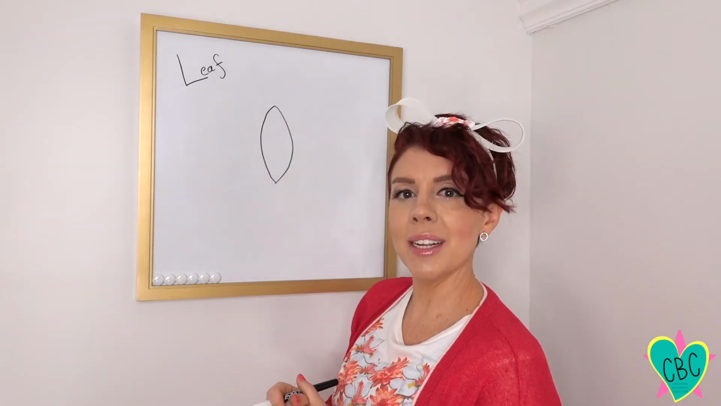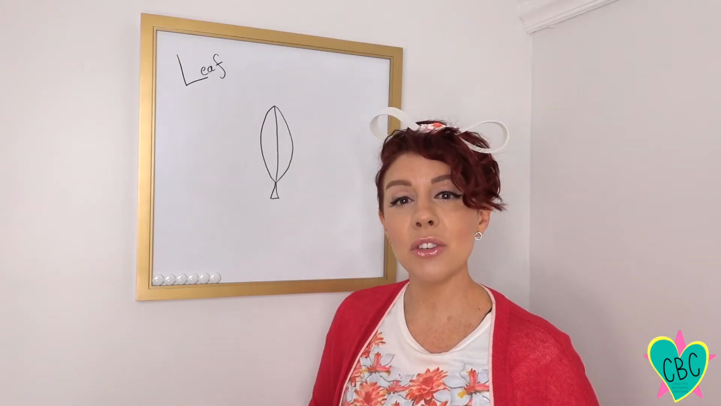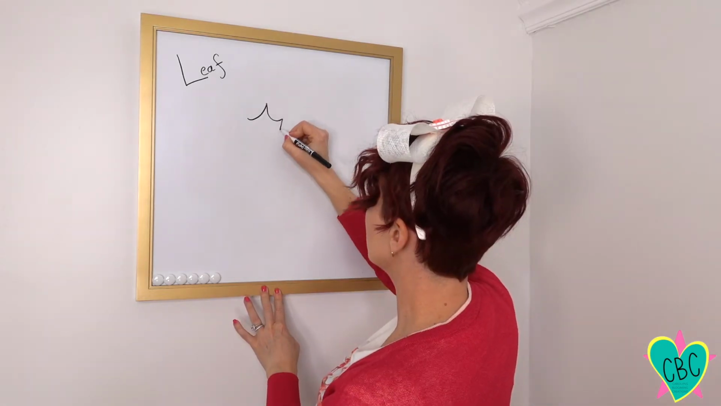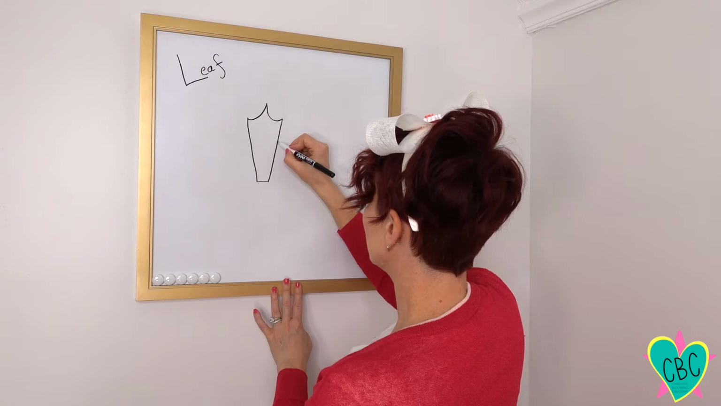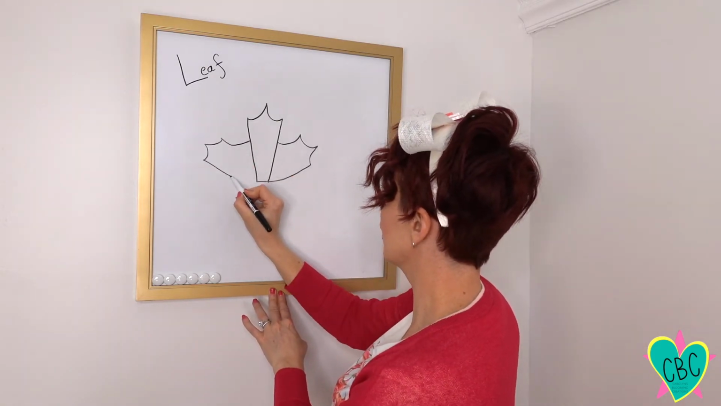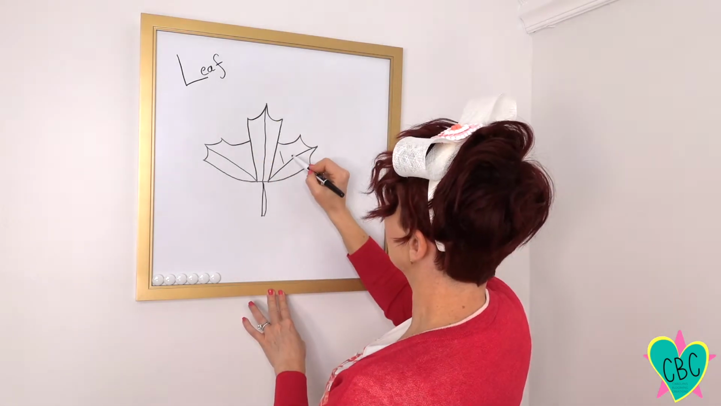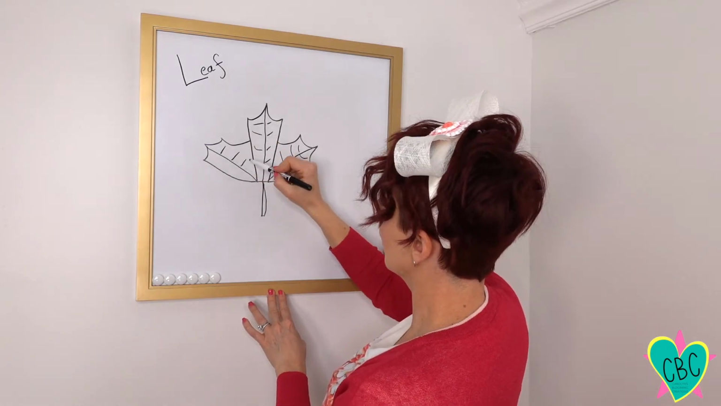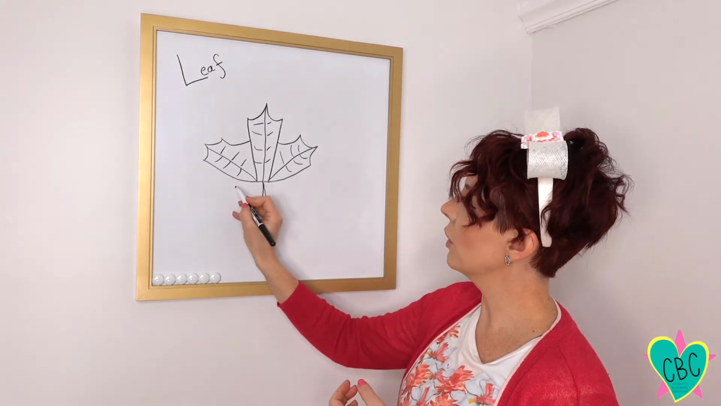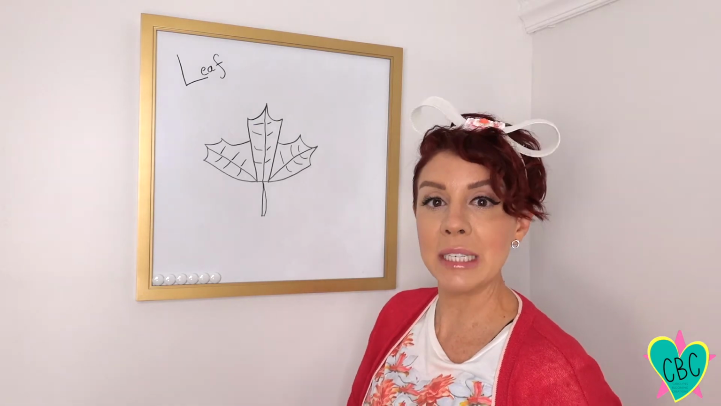Now let's add some more lines. This is a basic symmetrical leaf. Now let's try drawing one that's a little bit more difficult, maybe a maple leaf. So this leaf is similar to a maple leaf. A maple leaf might have a little bit more little curvy edges, but this is a good start if you are trying to draw a little bit more of a difficult leaf.